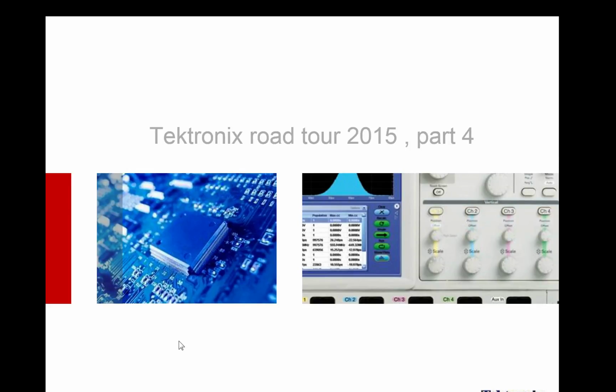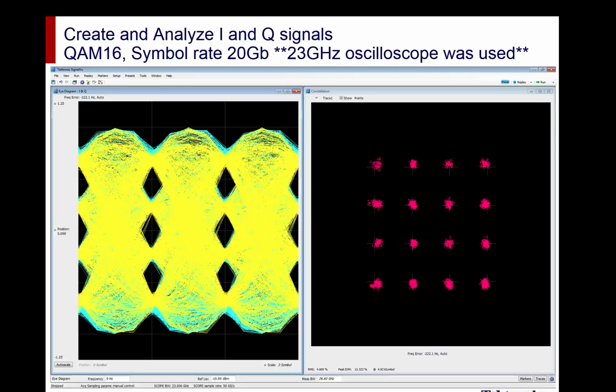Today we're going to focus on how you create an I and a Q signal, do modulation, high data rate, how you can use calibration to tweak the EVM numbers and how you analyze it. So it's going to be a short video, but this is the end result will be this.